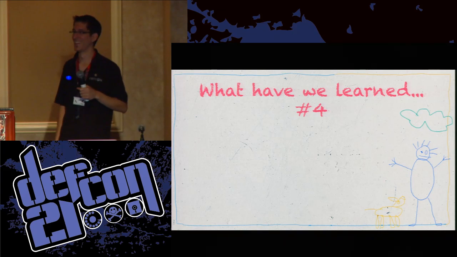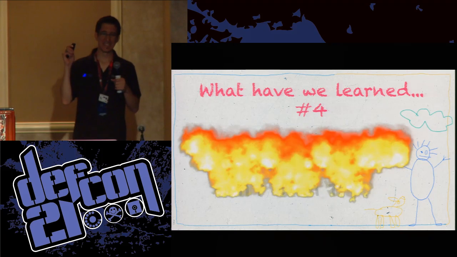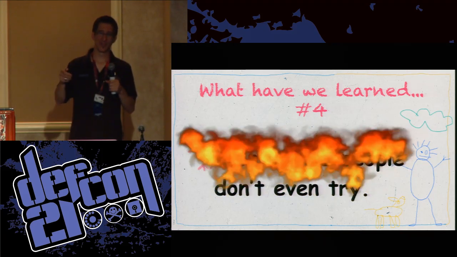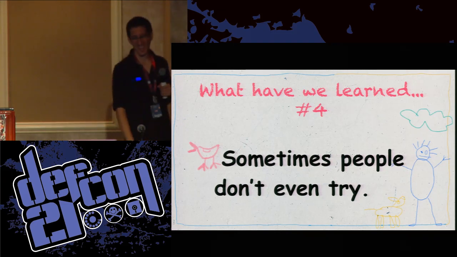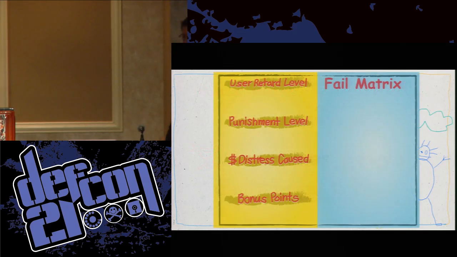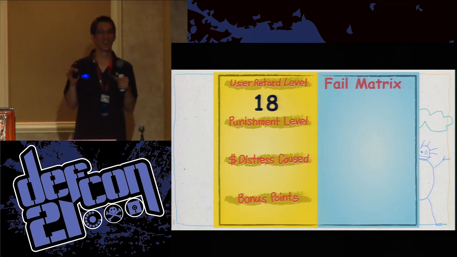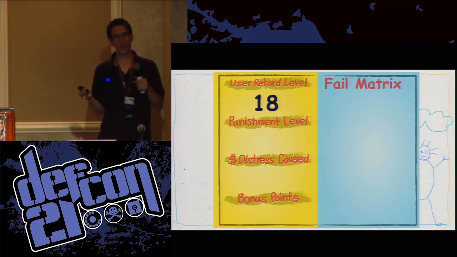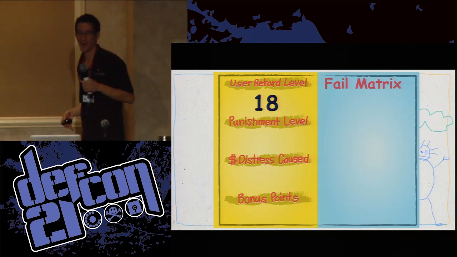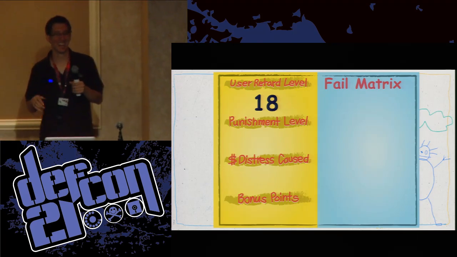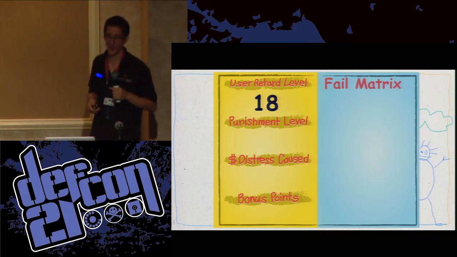Michael, what have we learned in this case? Well, we learned that sometimes people don't even try. Fail matrix. All right, user retard level's got to be an 18. I mean, you couldn't score it higher? We could, but we're saving the higher scores for some of the later stories. Yeah, the numbers are going up, you may have noticed. So far each one's been going up.